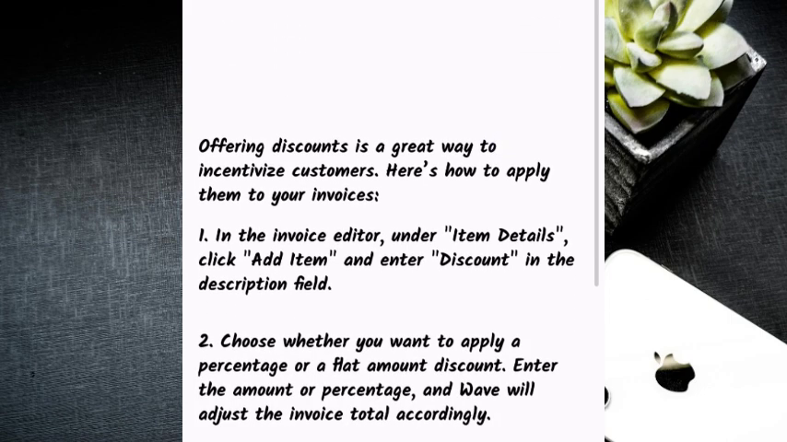Now, in the invoice editor, under item details, what you want to do is to click add item, and then you're going to enter discount in the description field. Now you're going to choose whether you want to apply a percentage or a flat amount discount. Just enter the amount or percentage and Wave will adjust the invoice's total accordingly.